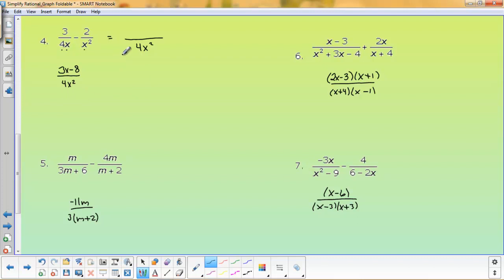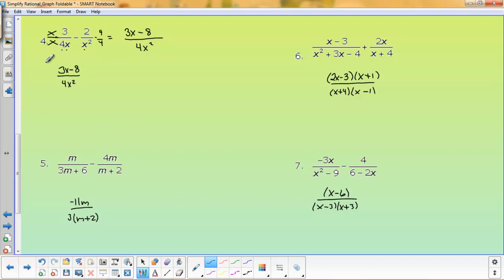The next thing you're going to want to do is figure out what it's going to take to turn 4x into 4x squared. Well, that just takes another x. And then you're going to want to figure out what it takes for x squared to turn into 4x squared, and that's just the number 4. So my first fraction becomes 3x, my second fraction becomes -8. And there's my solution, which matches there.